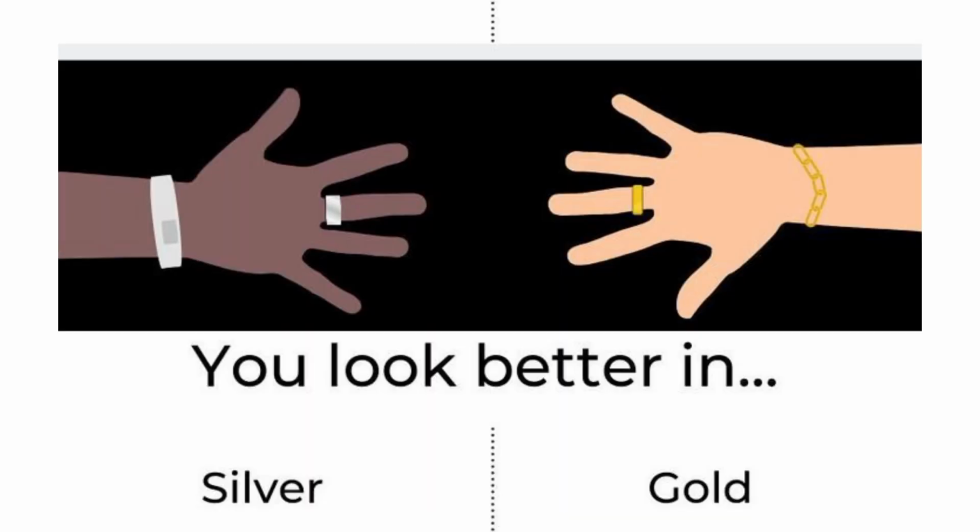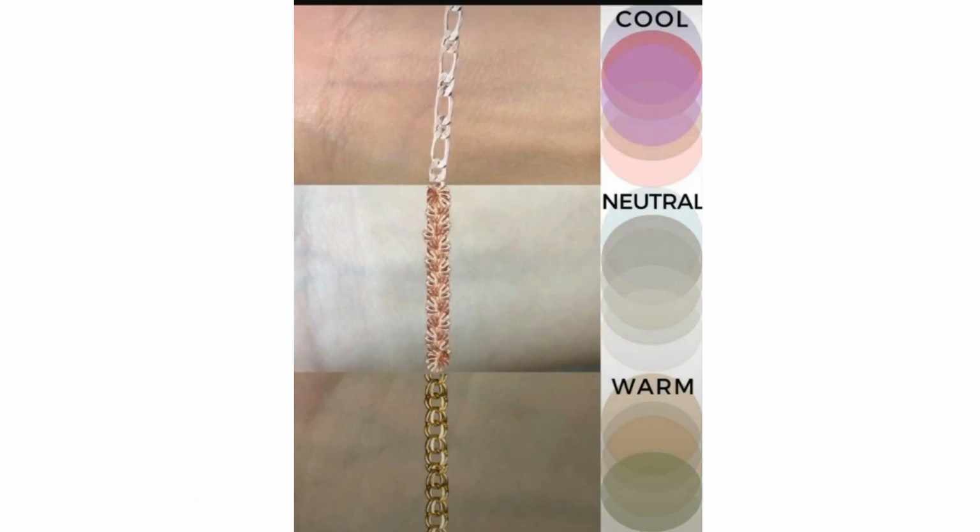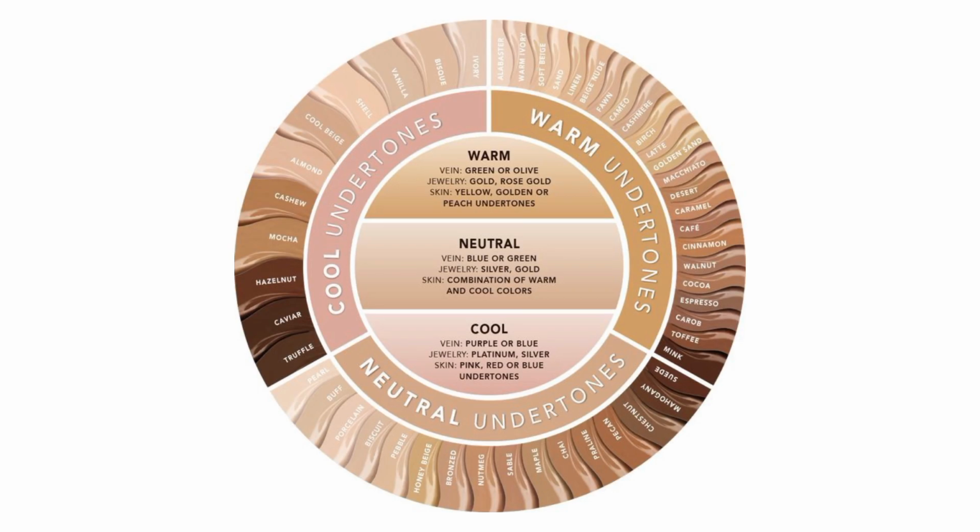Also, if you wear very dainty gold jewelry and it looks so good on you, then you have a warm undertone. If you wear silver jewelry and it looks absolutely gorgeous on you, then you have a cool undertone. But if you look good wearing gold and silver jewelry, then you have a neutral undertone. Personally, I have a warm undertone. I don't look so good when I wear silver jewelry as opposed to how beautiful I look when I wear gold jewelry.